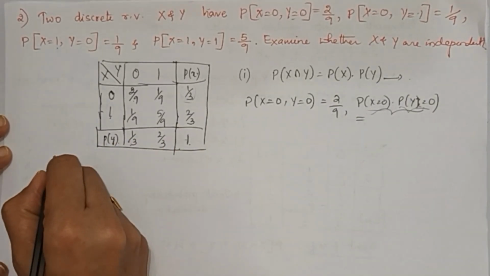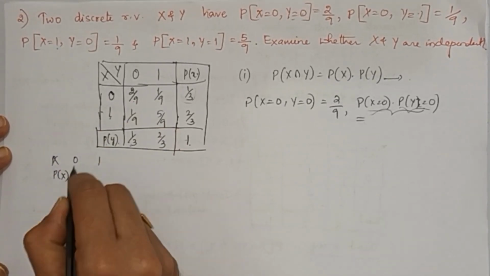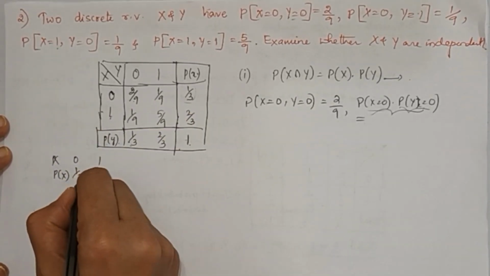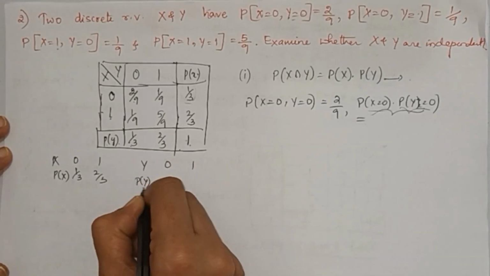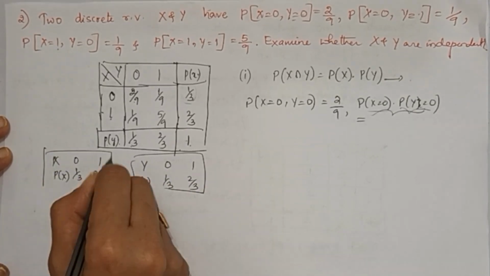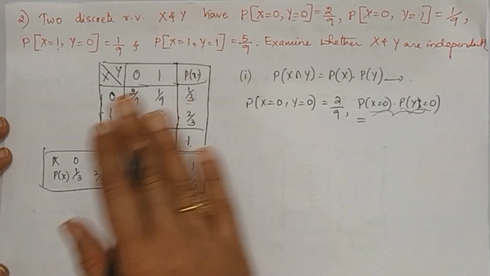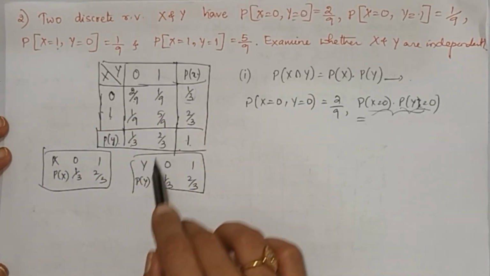You can separately, if you want, write the marginal distributions. X is 0, 1, row sum 1 by 3, 2 by 3; y is 0, 1, column sum p of y is 1 by 3, 2 by 3. Or else you can refer to the table directly. If you are getting confused, write separately the marginal distribution of x and y.